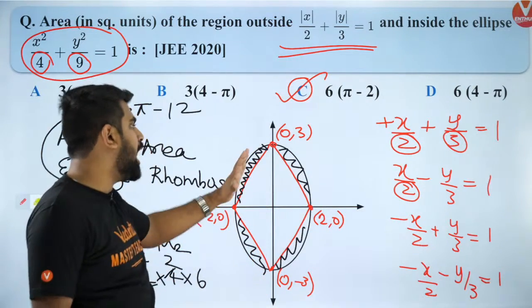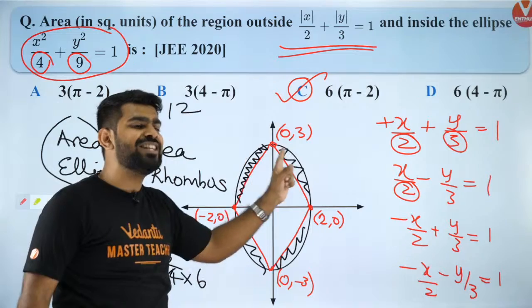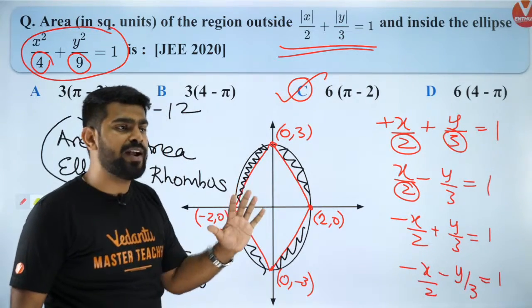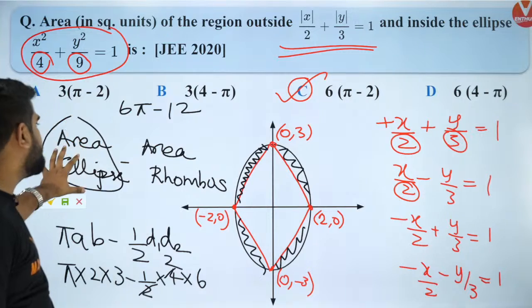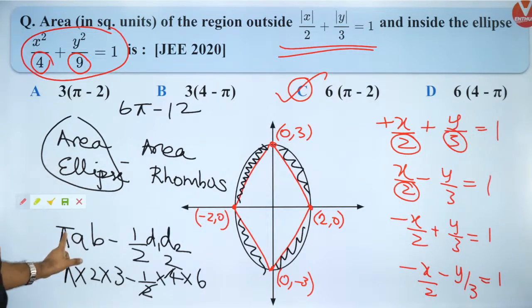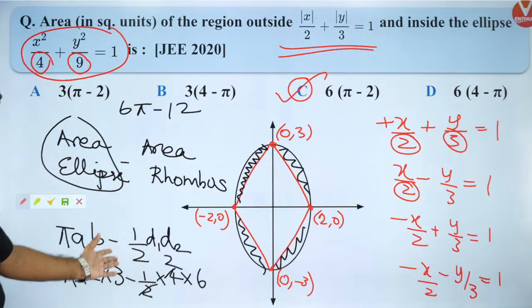We want the area outside the rhombus and inside the ellipse. So the shaded region here is what I want to find out, Vignesh. I hope you got it, which is nothing but area of ellipse minus area of rhombus. Area of ellipse has the formula pi AB. I hope you know that. Minus, what is area of rhombus? It is half into product of the diagonal lengths. So that's what I did.